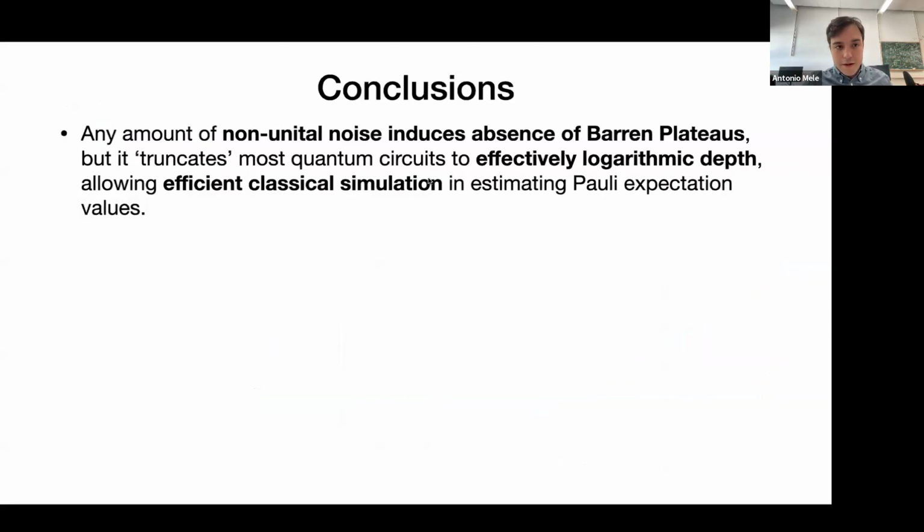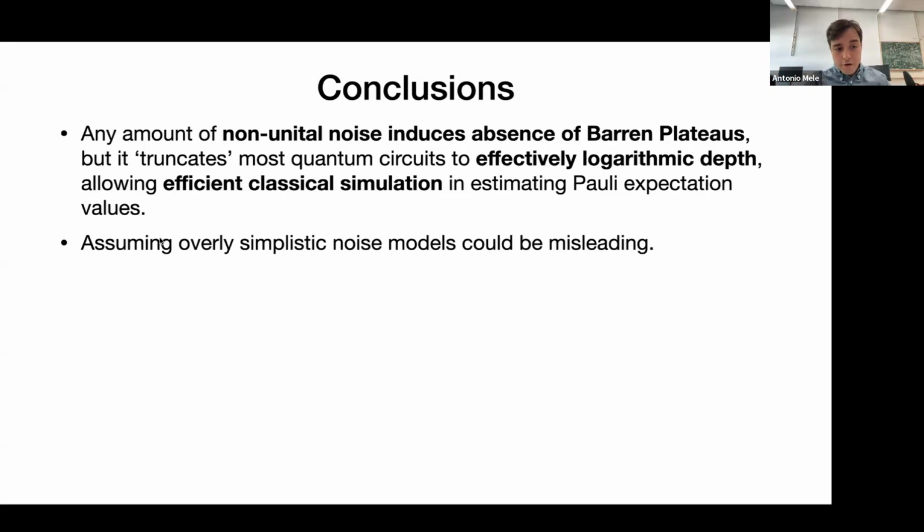Okay, so the conclusion is that any amount of non-unital noise induces absence of barren plateaus, but it truncates most quantum circuits to effectively logarithmic depth, allowing efficient classical simulation in estimating Pauli expectation values for these circuits with effective logarithmic depth. And the efficient classical simulation is really given by this effective shallow depth and leveraging light-cone arguments.